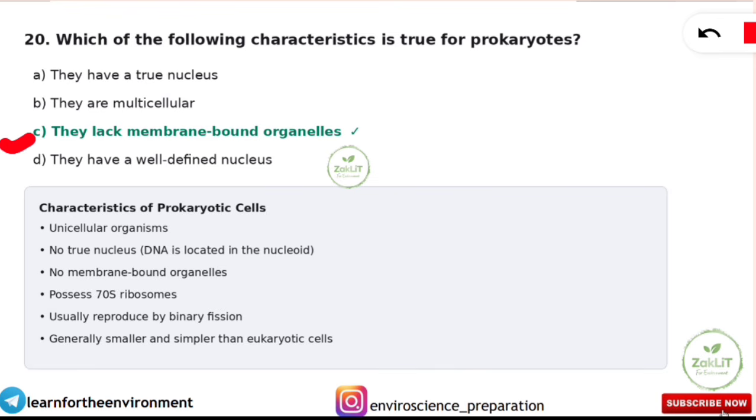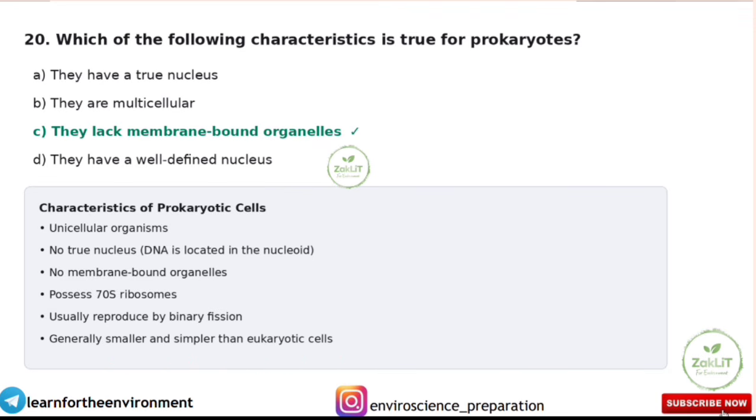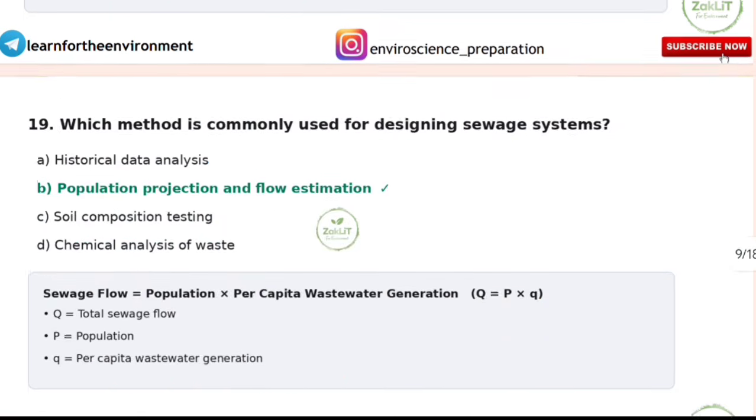So other characteristics of the prokaryotic cells from the environmental biology, they are the unicellular organism. No true nucleus, DNA is located in the nucleoid. No membrane bound organelles are present. It possesses 70S ribosomes, usually reproduces by binary fission, and it is generally smaller and simpler than the eukaryotic cells. Those are having the true nucleus, and the eukaryotic cells have the membrane bound organelles. I hope you are noting down these things. You can pause the video and note down. Let's move on to the next question.